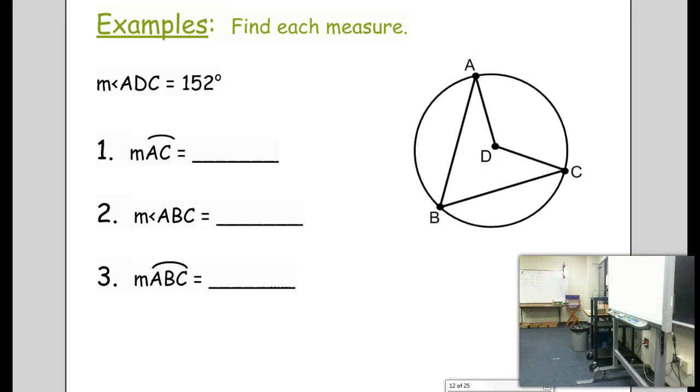Alright, let's try the next example. Ready? You didn't have the information on your paper because I didn't want you to work too far ahead, but you had it there. Angle ADC is 152.